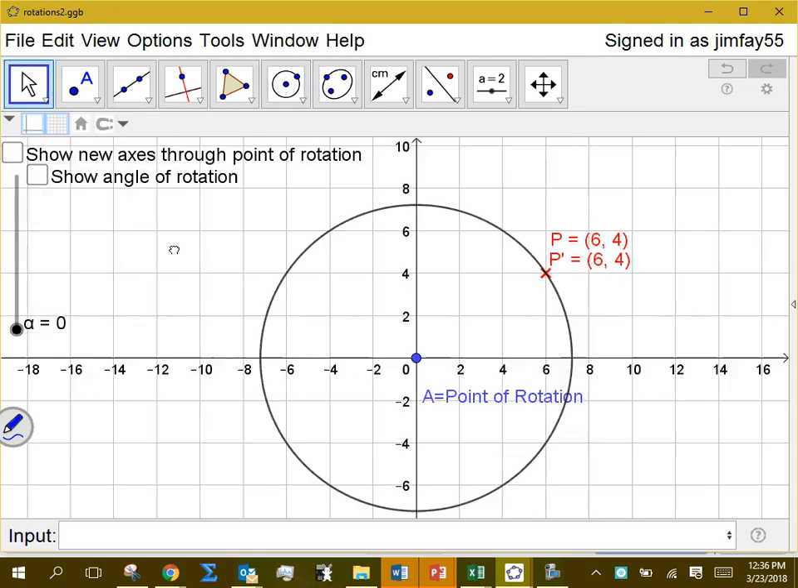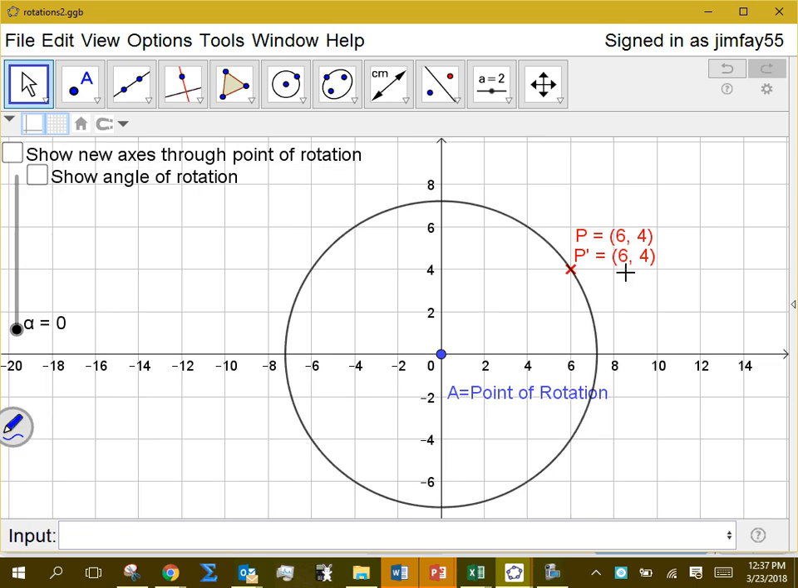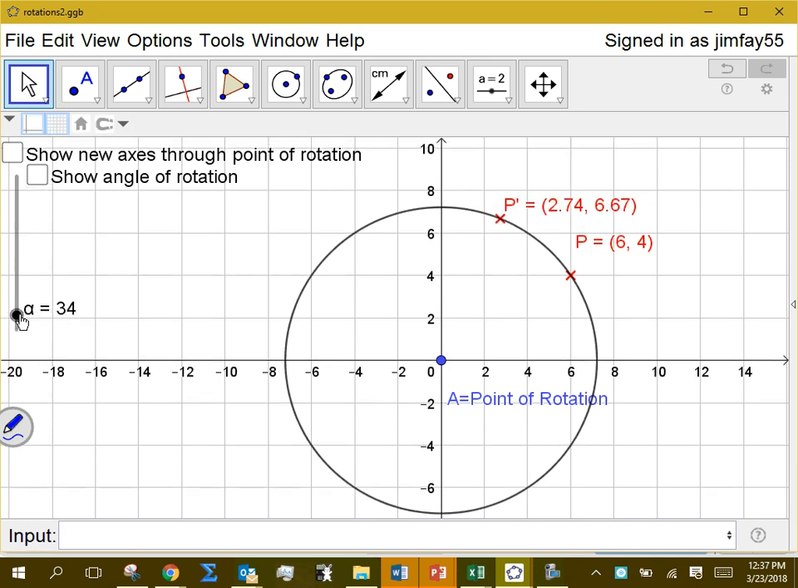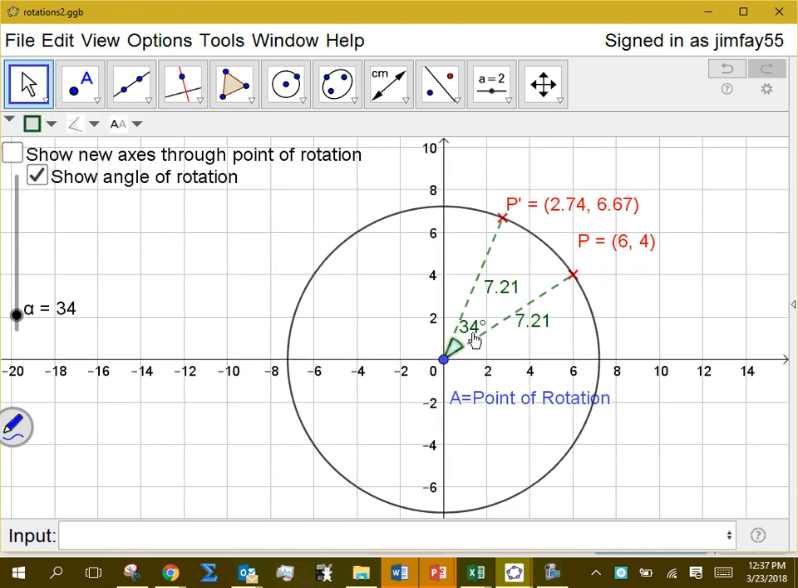How many degrees are there in a circle? 360. Okay? So if I rotate, let's say 34 degrees, essentially what we've done is that we have moved this point along the circumference of that circle 34 degrees, meaning that the angle between the origin to my pre-image and the origin to my image is that 34 degrees. Does that make sense?